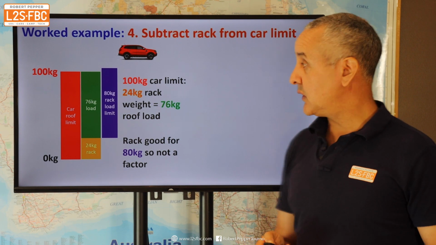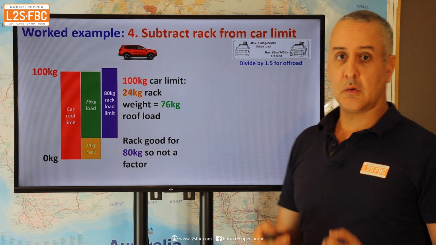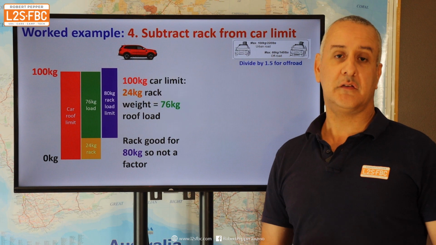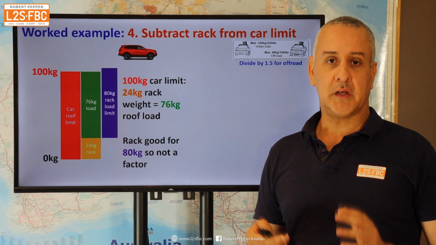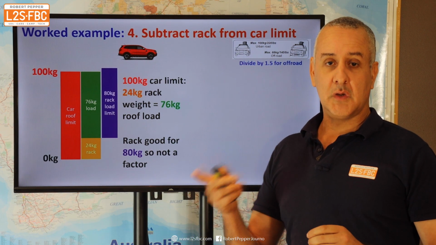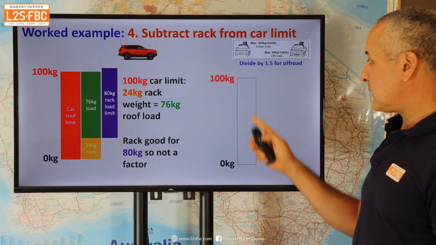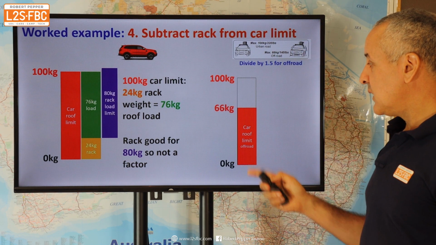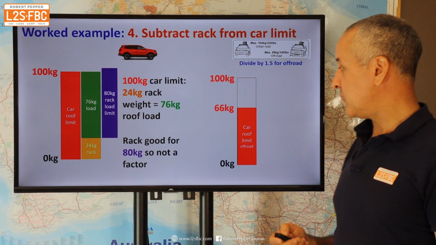Now this is where it becomes a little bit murkier. So the advice from Rhino-Rack is to divide by 1.5 for off-road. Now there is no advice that I can find from Ford for that, but what I'm going to do is simply apply the same logic that Rhino-Rack used for their roof rack system to the roof of the Ford Everest. So that means that there's our nominal 100 kilogram limit, but in fact it's actually going to come down to 66 because I'm just going to divide it by that 1.5.